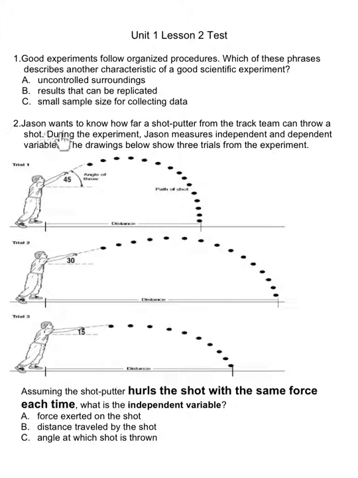Number 2. Jason wants to know how far a shot putter from the track team can throw a shot. During the experiment, Jason measures independent and dependent variables. The drawings below show 3 trials from the experiment. Assuming the shot putter hurls the shot with the same force each time, what is the independent variable? A. Force exerted on the shot. B. Distance traveled by the shot. C. Angle at which the shot is thrown.